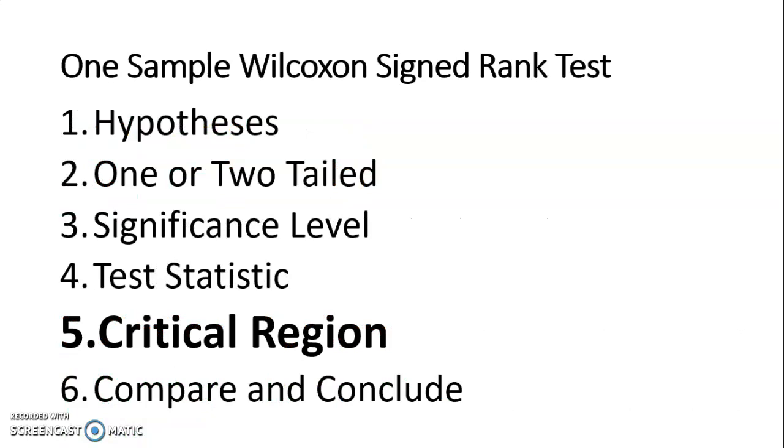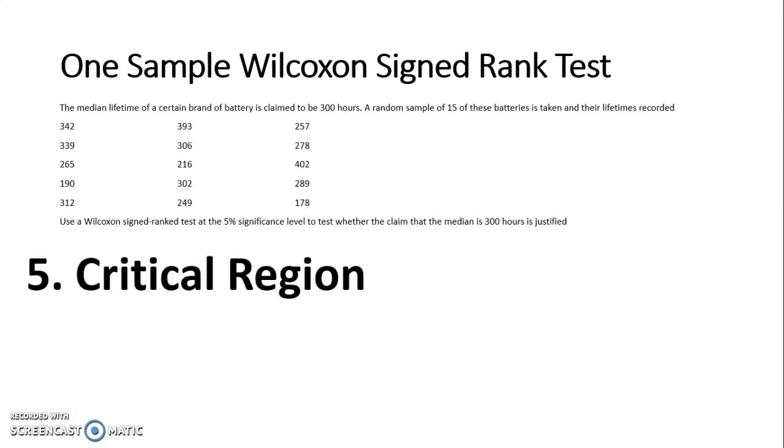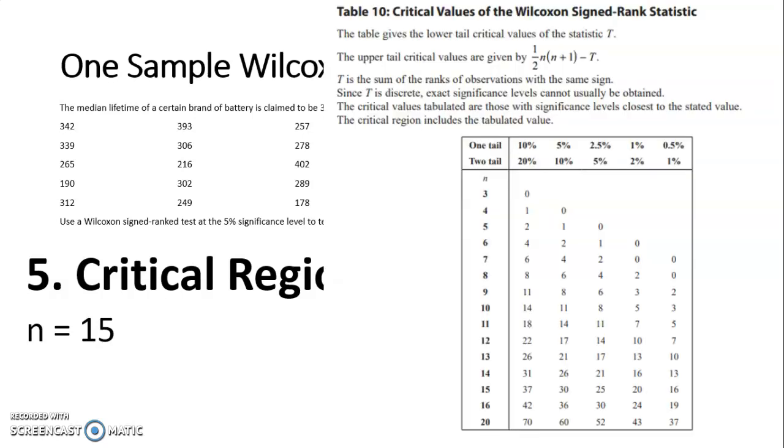Step 5 is identifying the critical region, and that shows me whether I accept or reject. For a Wilcoxon signed rank test, I need to know my N value. In this question I had 15 in my sample, and I haven't had to eliminate any of those data pieces, so N is 15. So using my formula booklet, finding tables 10, it's called critical values of the Wilcoxon signed rank statistic, so it's a table just for this test statistic.